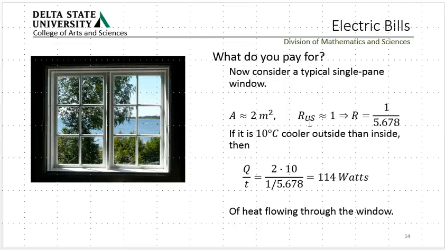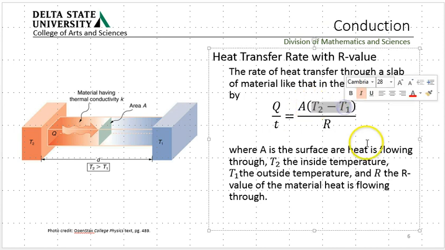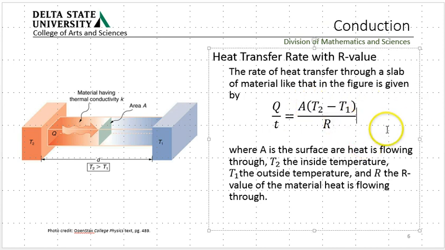Not a terribly hard number to remember, right? Okay, so we divide that by 5.678. And so let's say it's 10 degrees colder outside, right? So we've got our equation. I'm going to flip back to it. We've got our equation here. It's 10 degrees cooler outside, so T2 minus T1 is 10. The area we've already said is 2 square meters. This is 1 divided by 5.678 to convert it into the right units.